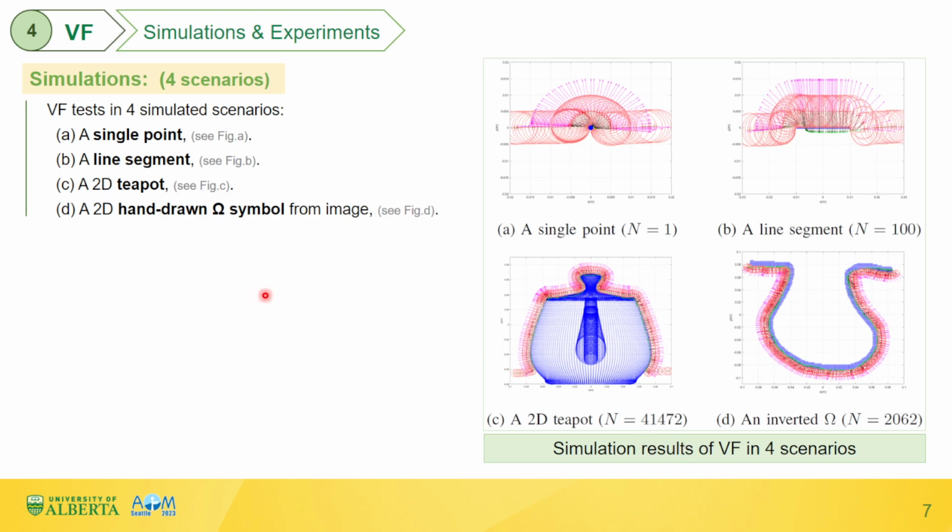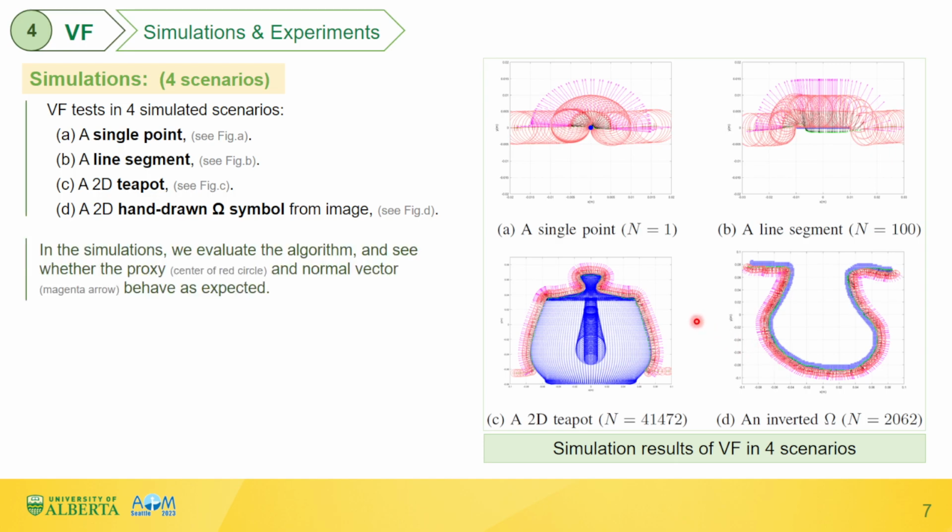To evaluate the effectiveness of the presented VF algorithm, a series of simulations and experiments are conducted. For the simulations, four scenarios are considered: a single point, a line segment, a 2D teapot, and a 2D hand-drawn omega symbol from an image. In the simulations, we evaluate the algorithm and observe whether the proxy and the normal vector behave as expected.